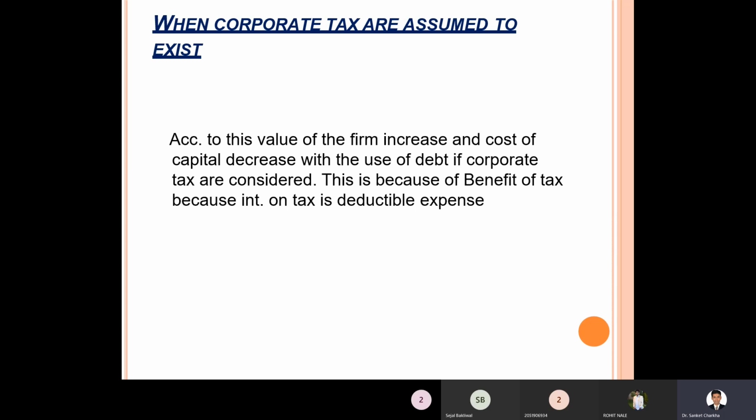This is because of the tax benefit, as interest is a tax deductible expense. Now, if corporate taxes exist, you have to pay a certain sum of money, and your net income keeps on decreasing. If the interest is a tax deductible expense, the effective cost of capital decreases. So with the inclusion of corporate taxes, your valuation of the firm keeps on changing.